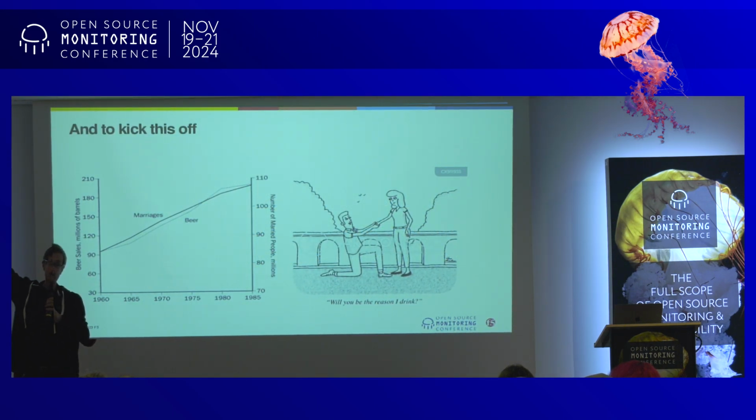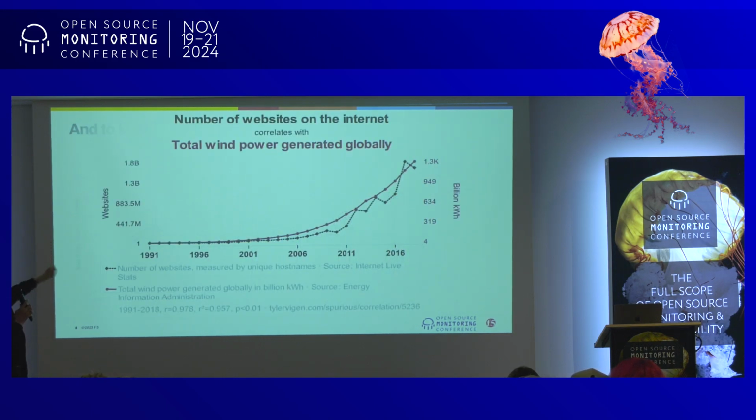So yes, my favorite correlation of all time. Does drinking cause marriage? Does marriage cause drinking? We really don't know, but this is a confounding variable. It literally is because the population increased.